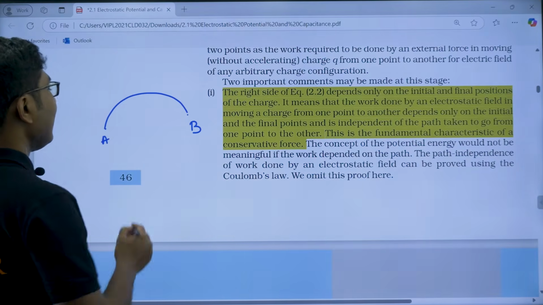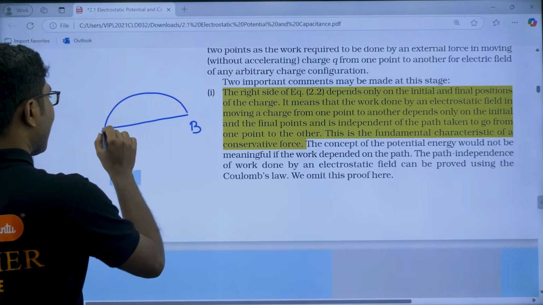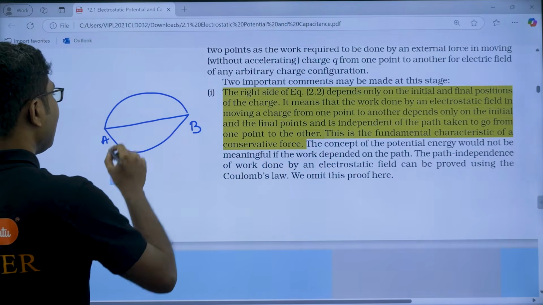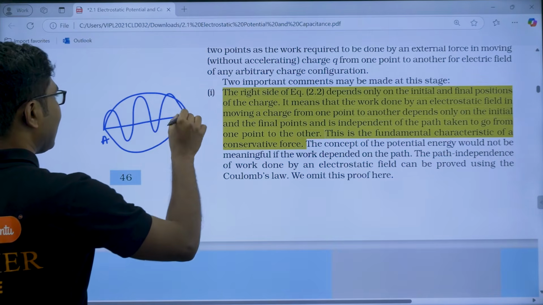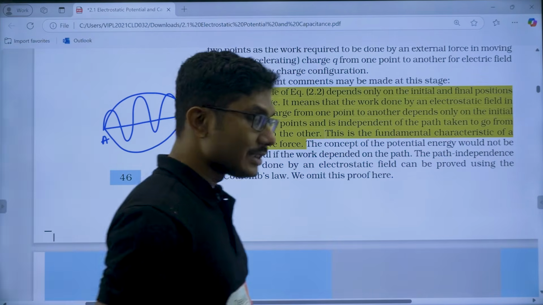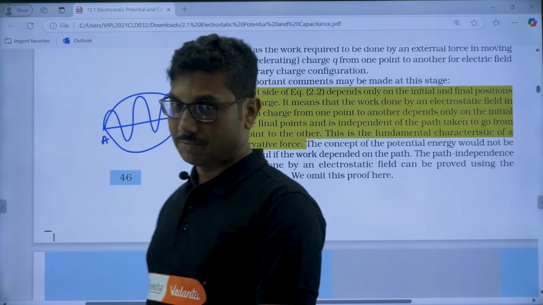Your friend says, "Now I want to take this path." Another friend says, "No, I want to take this path." And one of your naughty friends says, "No, I will take a path like this." Now, in which of these cases is the work done minimum, and in which is it maximum?